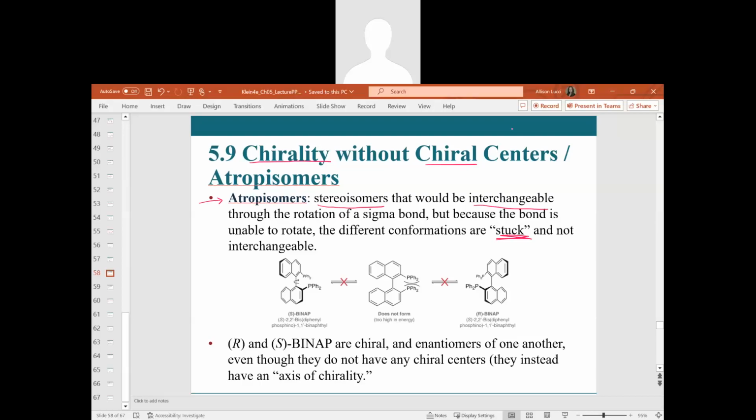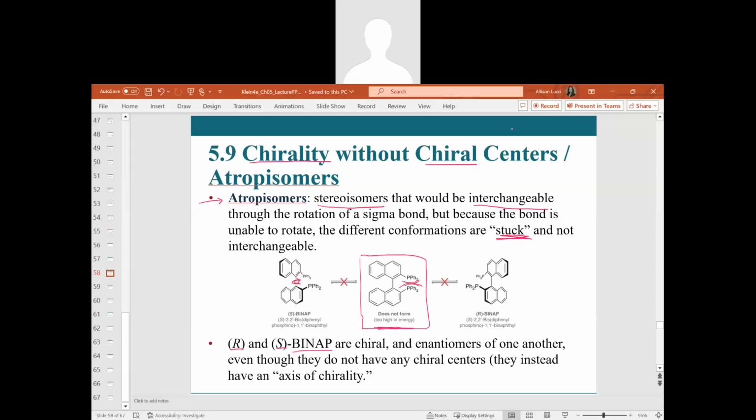So they can be stuck in different conformations, like this example shown down below, where we have this compound abbreviated BINAP, and we have the R and the S conformation because this bond right here that would be thought to be freely rotating because it's a sigma bond is actually stuck in one or the other conformation. So there's not enough energy to form the in-between compound here, where these two large phenyl ring groups here would be next to one another.